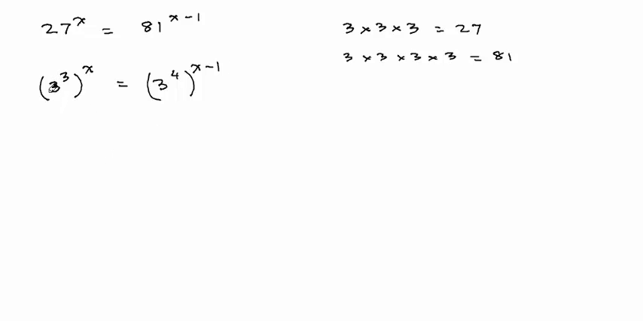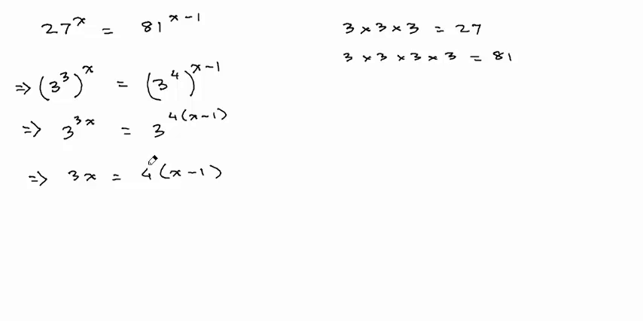Now that we see that the base on both sides is 3, we can go ahead and apply the law of exponent that allows us to raise an exponent to another exponent and then go ahead and equate both sides. Let's just do that. So we have 3 raised to the 3 times x, you multiply the exponents, is equal to 3 raised to the 4 times x minus 1. Now that both sides are exactly on the same base 3, we are in a position to say that 3x is equal to 4 times x minus 1.